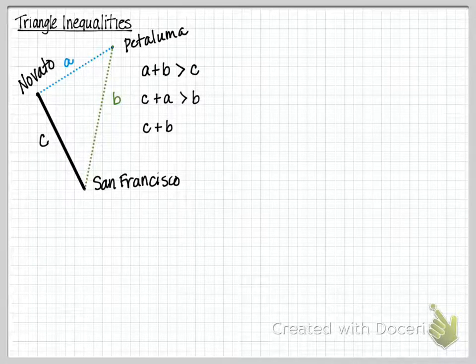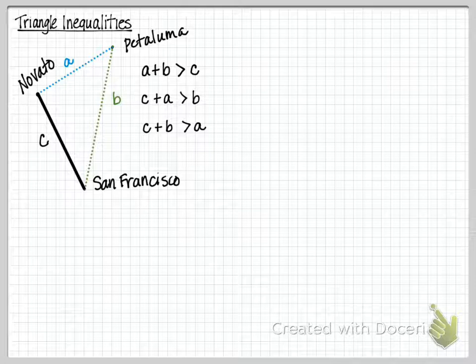And on a third separate occasion, we could travel from Novato to San Francisco and then to Petaluma. So we start in the town of Novato, drive all the way down to San Francisco, and then all the way up to Petaluma. And that distance that we would have traveled is further than if we just had gone straight from Novato to Petaluma.